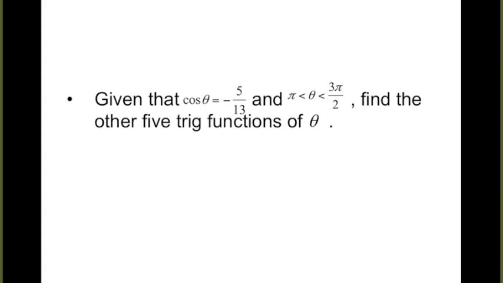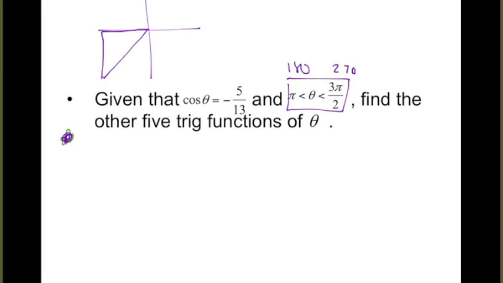All right, go ahead and give this one a try. Okay, first thing we want to do is select our quadrant. So we're told that it's between pi and 3 pi over 2, or that would be between 180 and 270. It's going to be somewhere down in here. And we connect to the x-axis always.